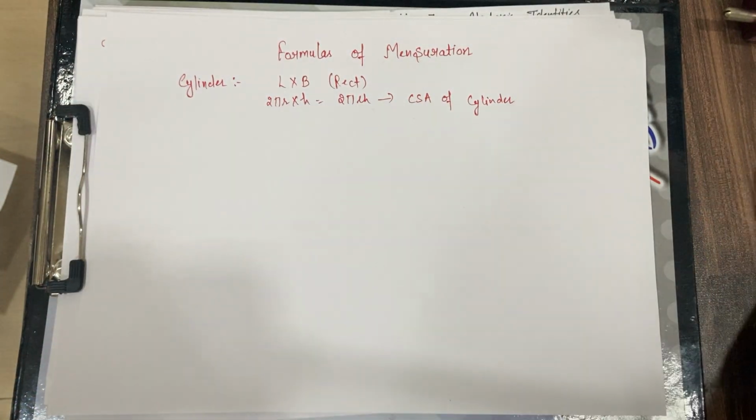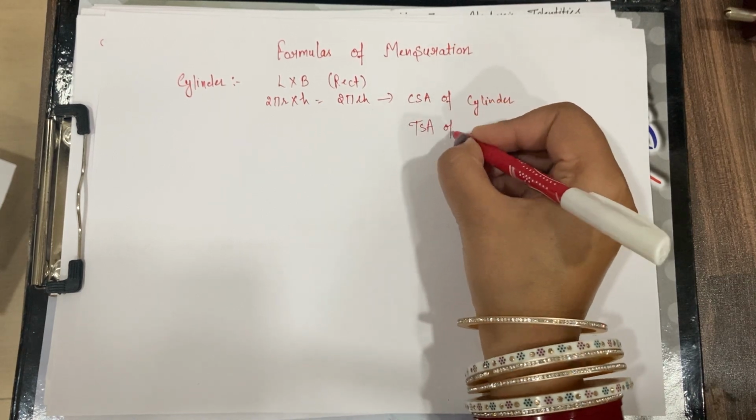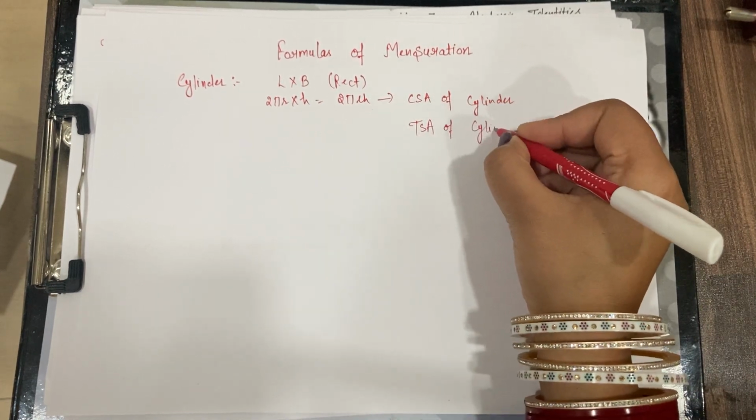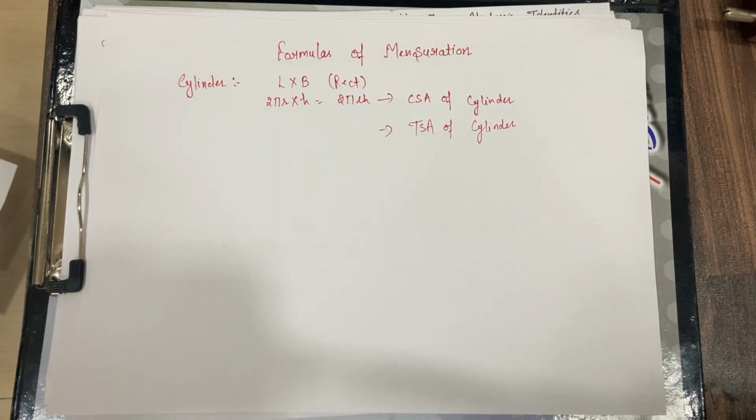So this was CSA. Now what about TSA of a cylinder? TSA of cylinder. See students, what is difference between CSA and TSA? When we talk about CSA, it is all about sides, around figures. It does not involve top and bottom. When I talk about TSA, total surface area, it involves top and bottom also.